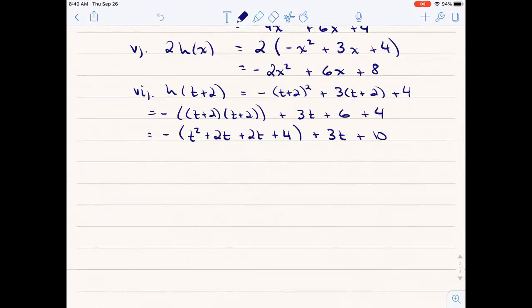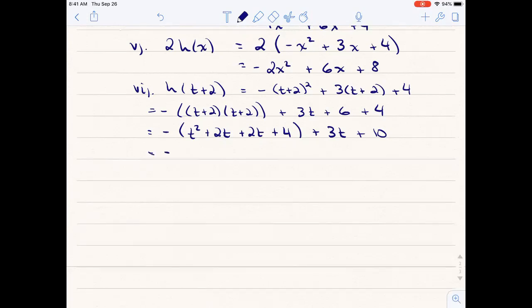I'll do a double whammy here. I know I can collapse 2t plus 2t into 4t, right? And then I'll also bring the negative in at the same time. And so we're going to have negative t squared minus 4t minus 4, remembering to add that negative onto all of the terms in there. Don't forget about 1 or 2, plus 3t plus 10.